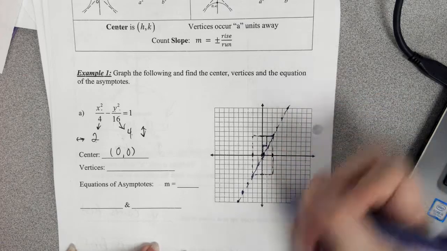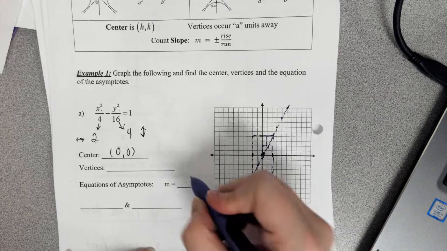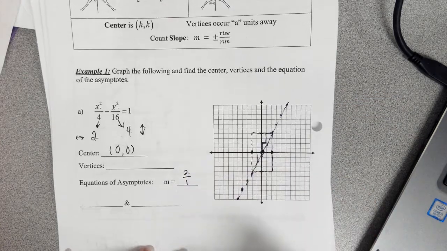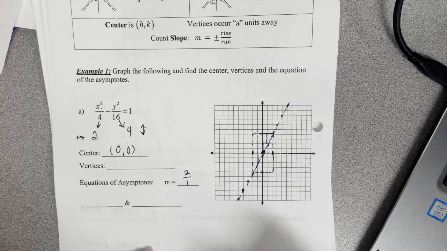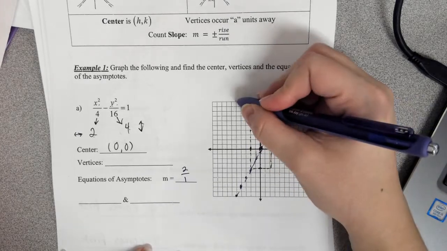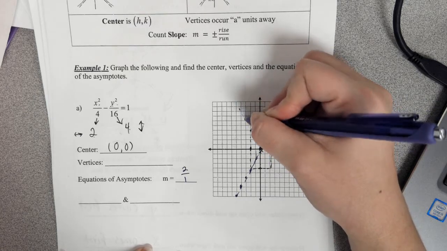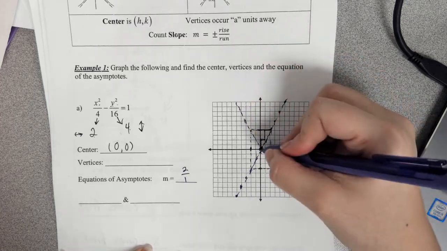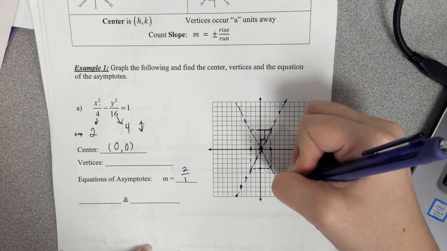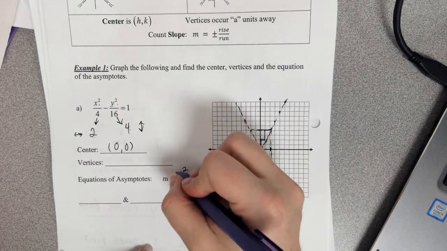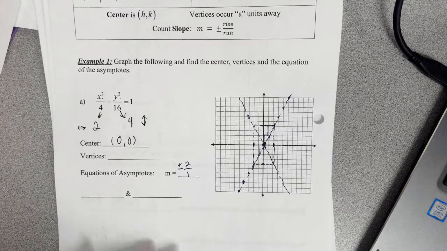We're actually going to come back on our second day and do this portion, but if you want to write in that our slope is 2 over 1, you can have that ready for tomorrow. I've got two asymptotes. They're going to go the other way as well. So if I connect those right there, that would have a slope of negative 2 over 1. So I can actually just list that as plus or minus.